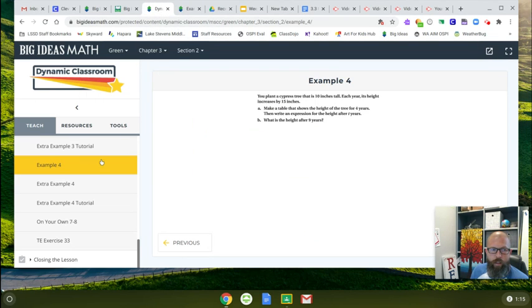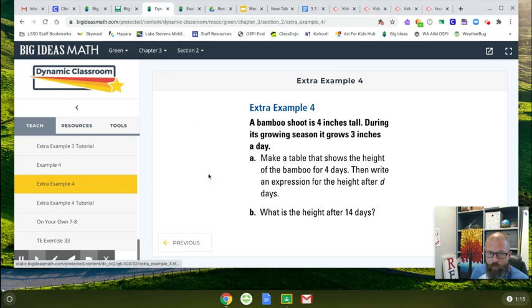All right, let's take a look at another one. It says a bamboo shoot is 4 inches tall. During its growing season, it grows 3 inches a day. So based on the last one, we can kind of remember that we should say 4 plus 3 times d, which would be the day, right? So it says make a table that shows the height of the bamboo for 4 days. Then write an expression for the height after d days.